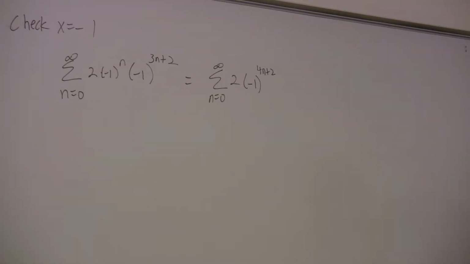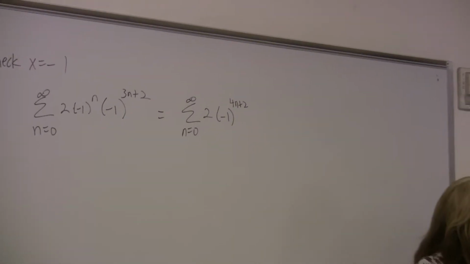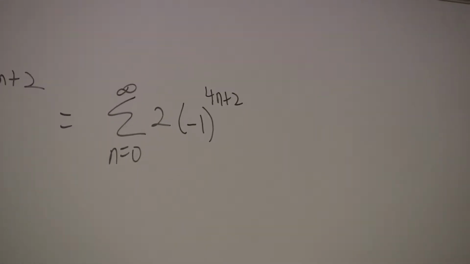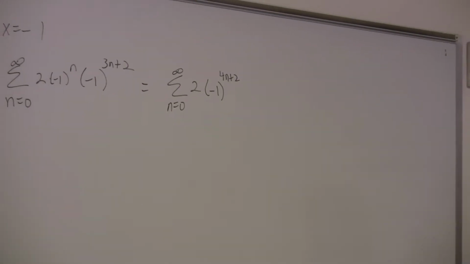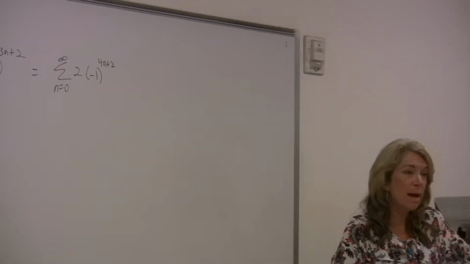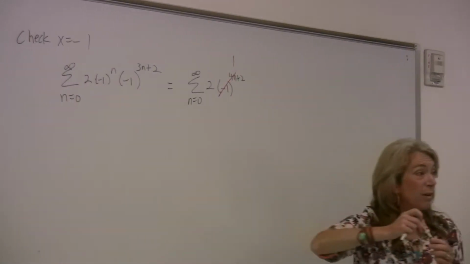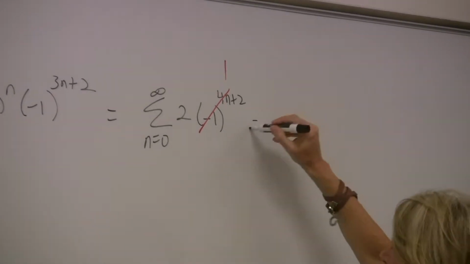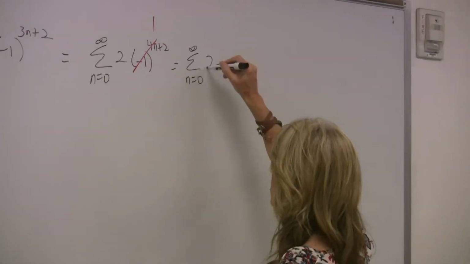Now here's the key thing. You need to look at this exponent. What kind of number is that? It's even. It's always even. 4 times a number plus 2. Multiples of 4 are all even. Add 2 to that, it's still even. If you raise -1 to an even power, that's just 1. This right here is just 1. If it was odd, then we would have something that would be alternating, but it's not. It's even, so it's always going to be positive 1. So the series is the sum from n equals 0 to infinity of just 2.